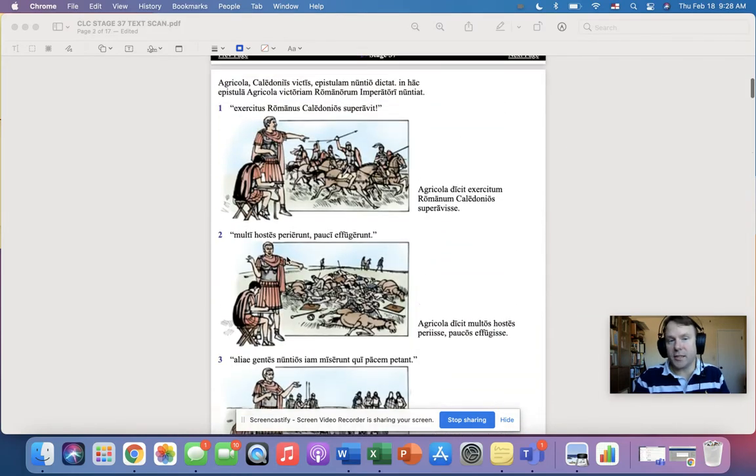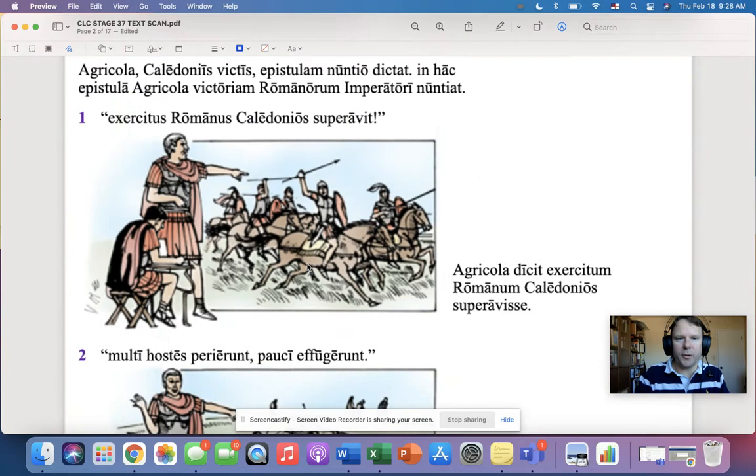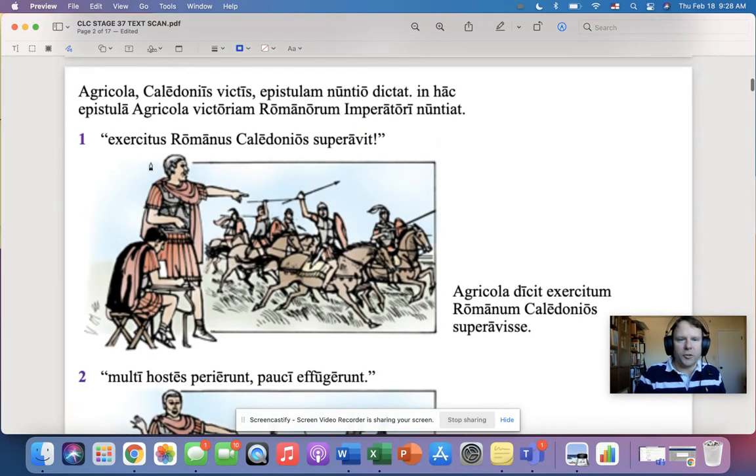But we are going to go back up to the model sentences and take a closer look at these. So here we go. We've got Agricola, Caledoniis victis, epistolam, that's this thing, nuntio, and there's our nuntius right here. Agricola epistolam nuntio dictat.